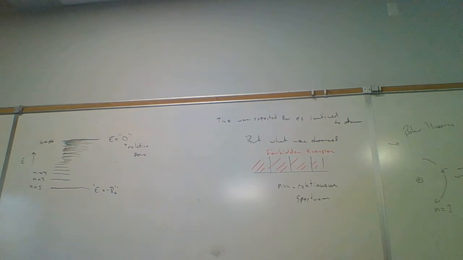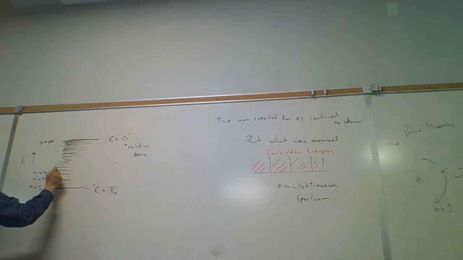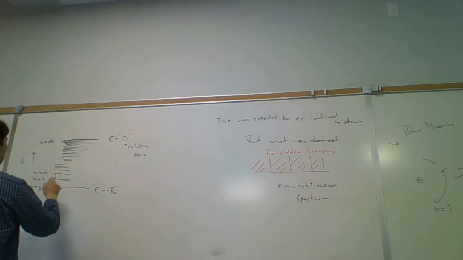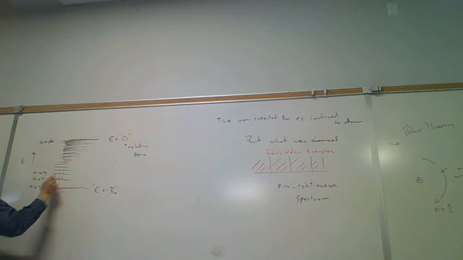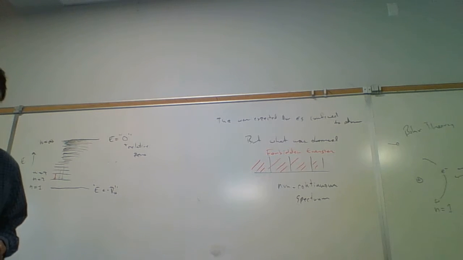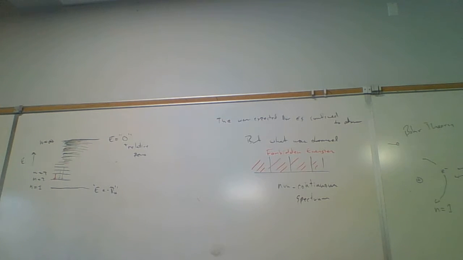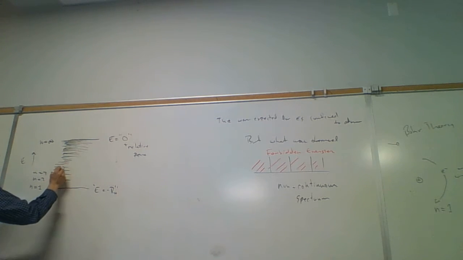Bohr said if there's an electron on the 3rd floor and it drops to the 2nd floor, we get a red line in the spectrum. If there's an electron on the 4th floor and drops down, we get the green line. And if there's an electron on the 5th floor and it drops down, we get a blue line. And then what do you think the violet line's from? The violet line would just be from the next floor. We get the violet line.